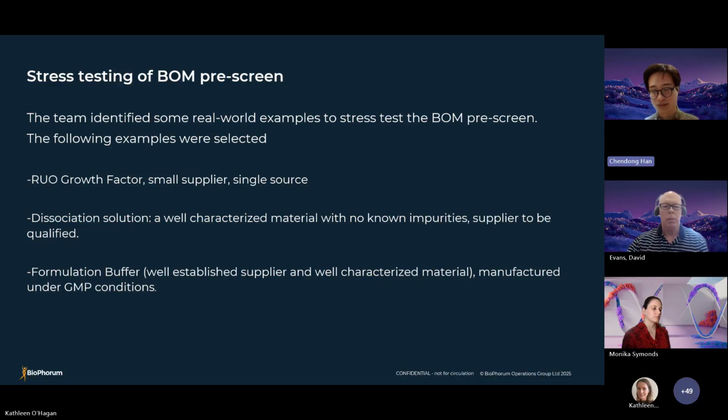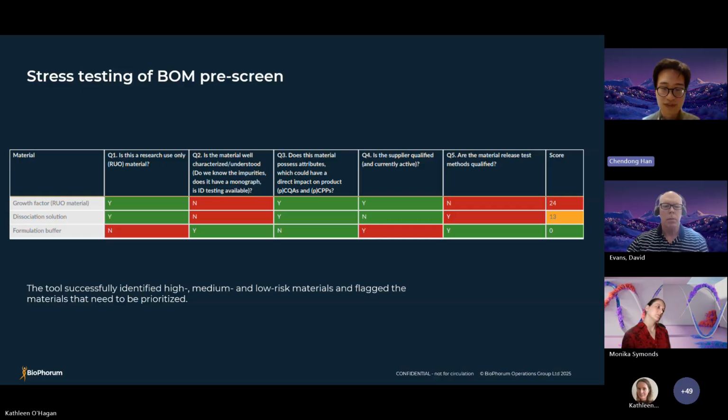So we can have maybe a second to think about the answer and see if the output matches what we think. So this is the output from our tool. The growth factor has the highest priority, given that it's RUO material, it's a less established supplier, and it's single sourced. The dissociation solution has a medium priority, given that the action to be completed is to qualify the supplier, and the lowest priority is the formulation buffer.